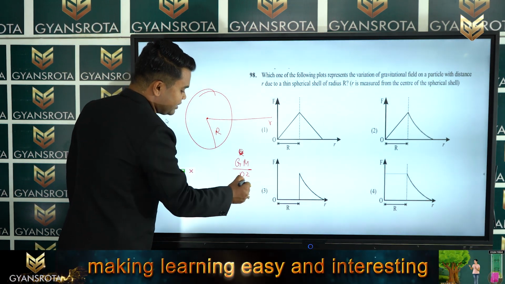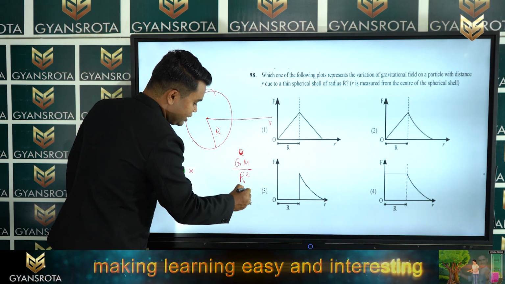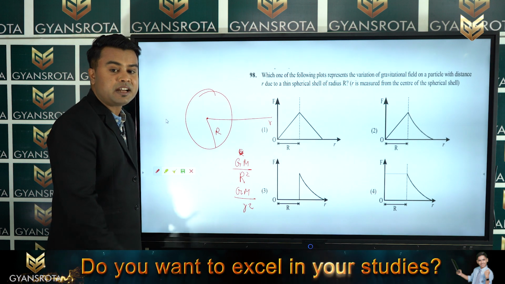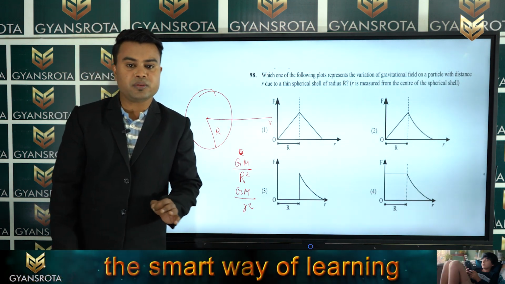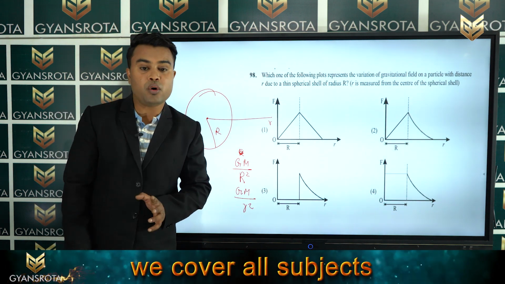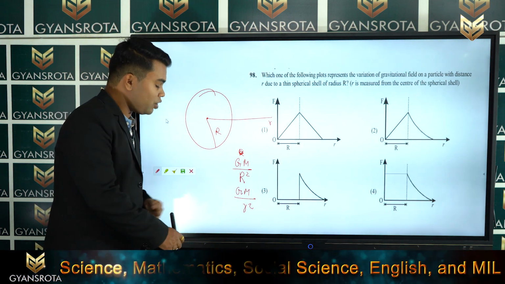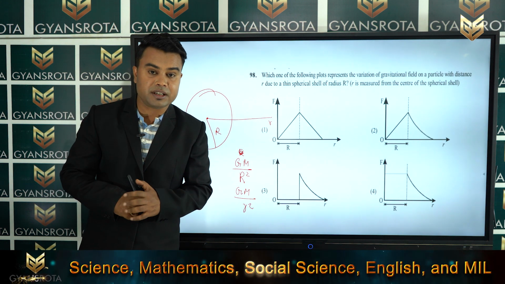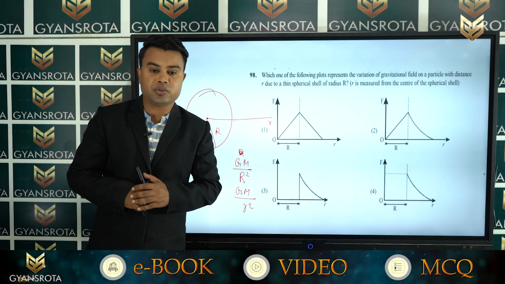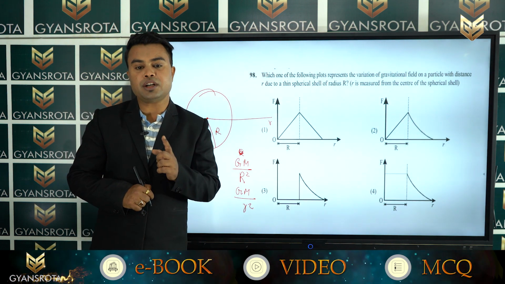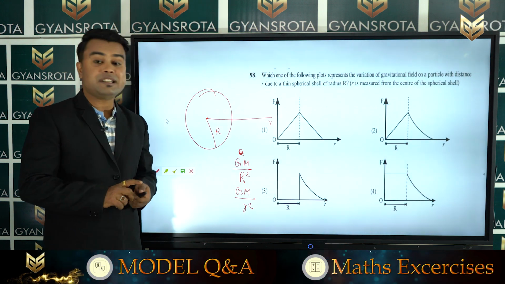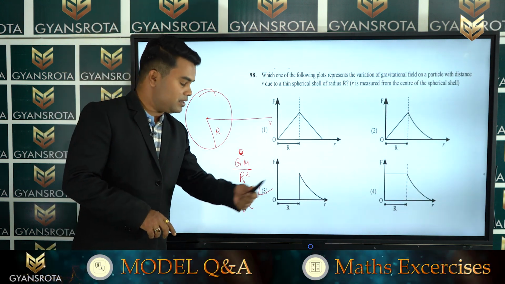So if there are r, that will be R plus r, G m by, you can say directly r square, because it is calculated from the center of the sphere. It is saying in the question itself. So as you increase the value of r, the field keeps on decreasing, that is the gravitational field. So my answer will be option number 3, that is the decrement of the field with the increase in r, the distance. So right answer is number 3.